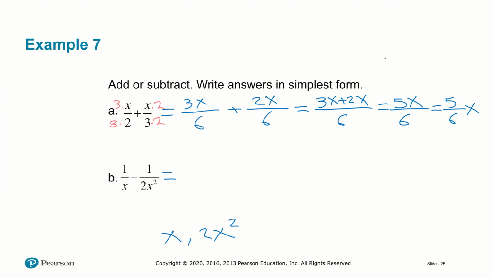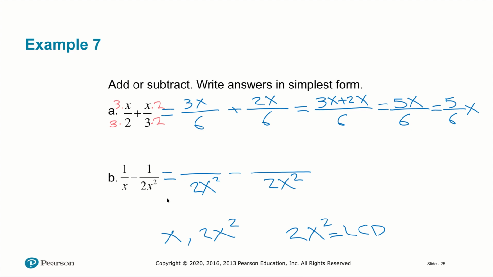I see a factor of 2, I need that. And I see factors of x, and the highest power of x is x squared, so there it is. That's the LCD, right? So we're going to turn both of those denominators into 2x squared. So this is not uncommon, where one of the denominators actually is the LCD. So that's not surprising.